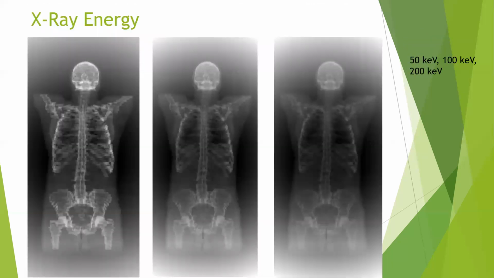For the energy, we have done this for 50 kilo electron volts, 100 kilo electron volts, and 200 kilo electron volts. These choices were done because diagnostic X-rays are generally less than or equal to 124 kilo electron volts. So we want to see the effect of the X-ray energy on the projections. We see that as the energy becomes 200 kilo electron volts, the contrast becomes much reduced and worsens.